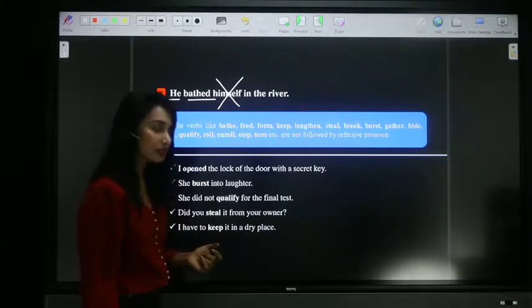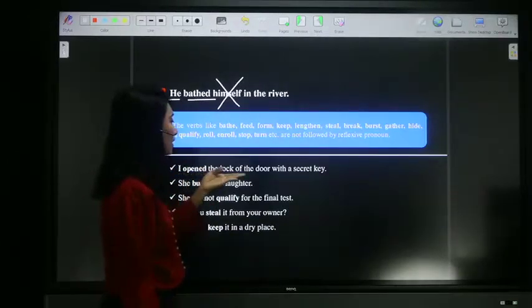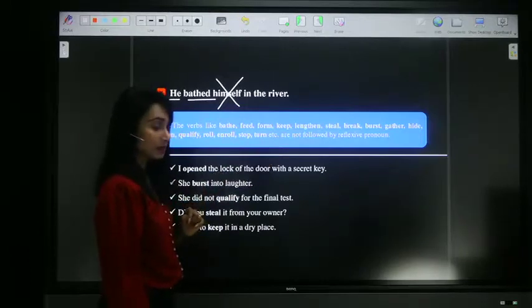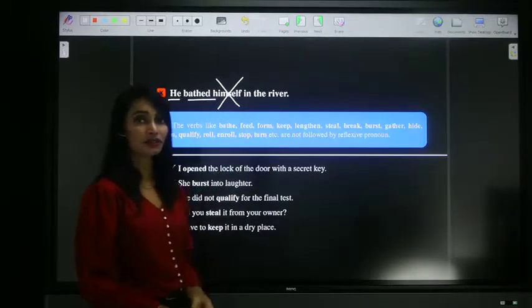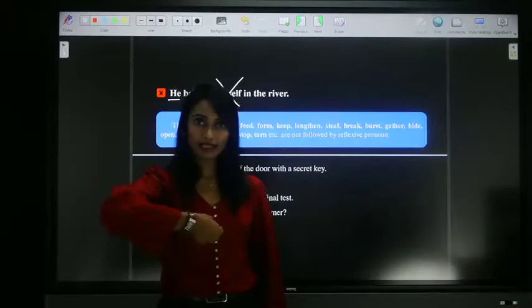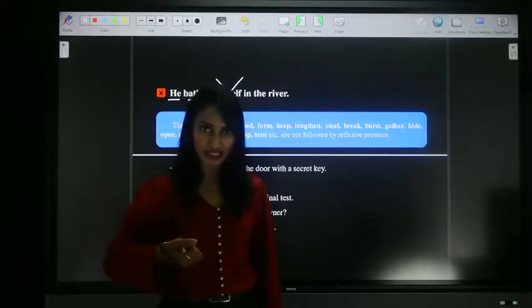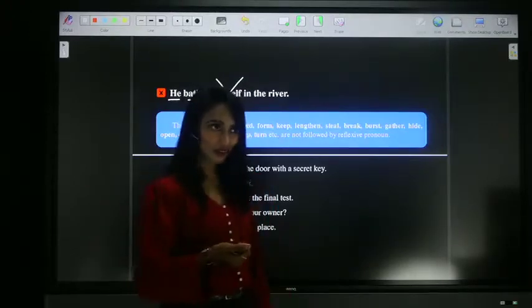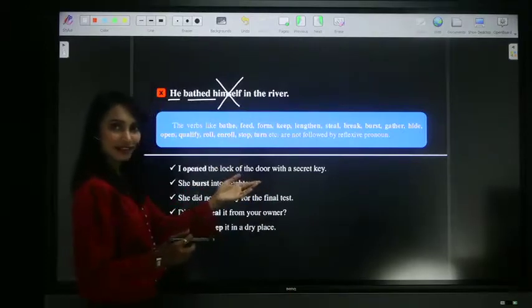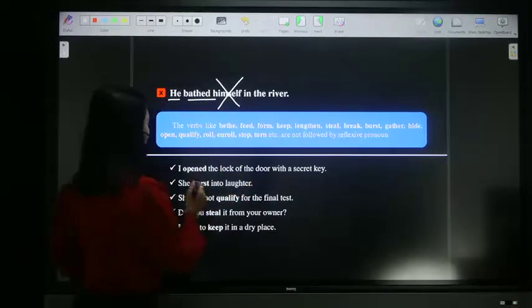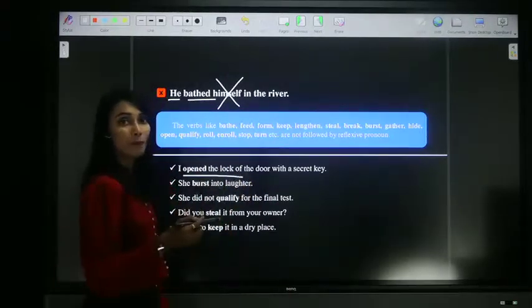For example, look at this. I opened the lock of the door with a secret key. But if you use a reflexive pronoun, what will it be? I opened myself. You open yourself with a lock, the key. No, there is no secret key to open yourself. So I opened the lock, not opened myself.